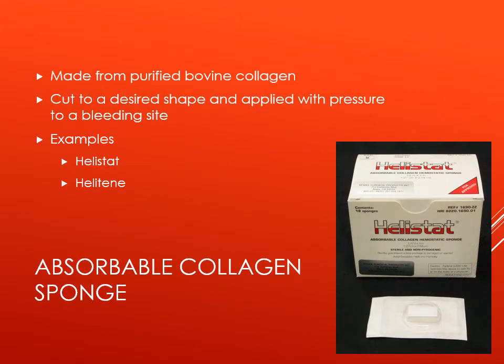Absorbable collagen sponge. This is made from purified bovine collagen. You can cut it to the desired shape that you want and apply it with pressure again to a bleeding site. One thing with this, it comes as Helistat or Helitene, but you really need to be careful with this. It can reduce the bonding strength of methyl methacrylate. Methyl methacrylate, if you aren't familiar with that, is an element of bone cement. A lot of times when we do a total knee replacement, it's used on the implant to adhere that metal type substance to the bone.